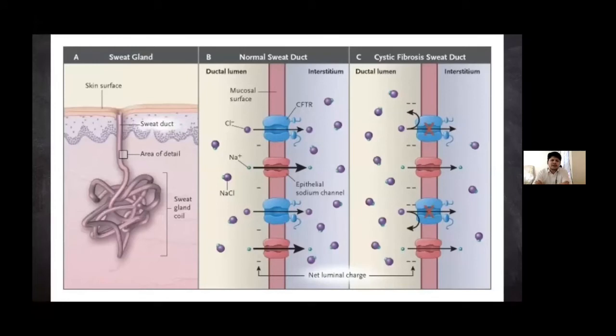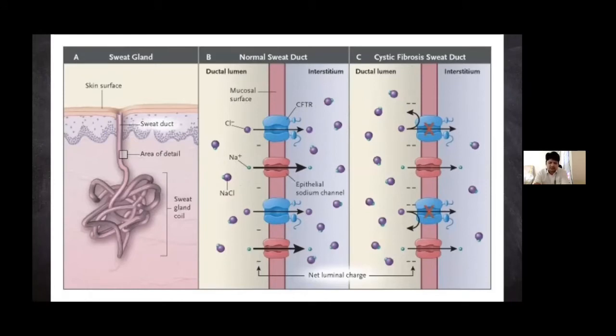So this is from the same article, the image we have taken, that it is the problem with the, what we say, epithelial transport channel. So this is one example of a sweat duct and the epithelium. If we see, this is the area of detail. In a normal sweat duct, the chloride transfer from the duct to the interstitium is through the CFTR channel. And in cystic fibrosis, those channels are disturbed, so the transfer is not smooth. That is a very simple thing to understand, that chloride channel transport with CFTR is impaired in cystic fibrosis.